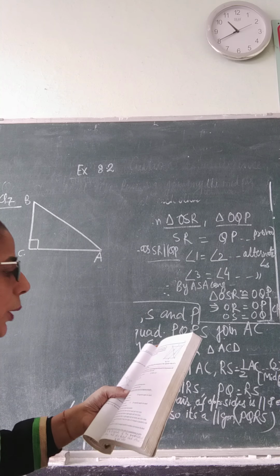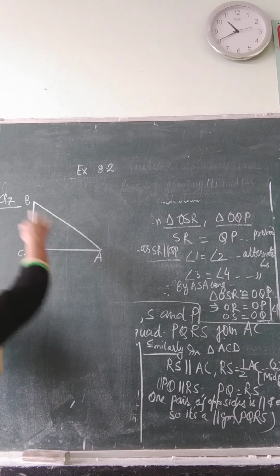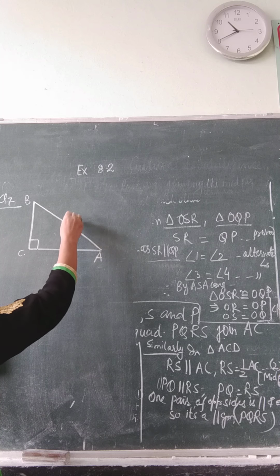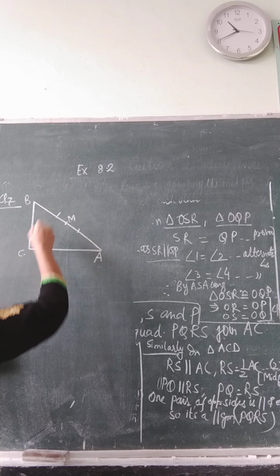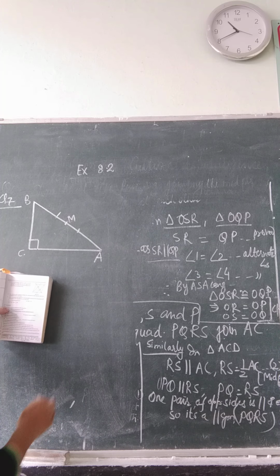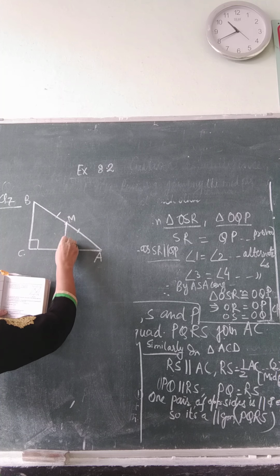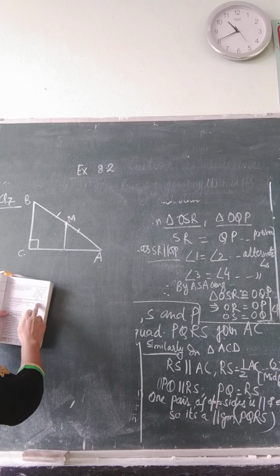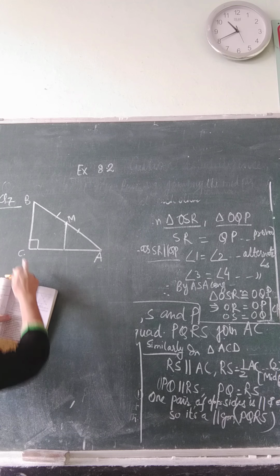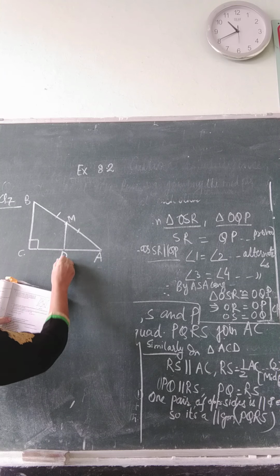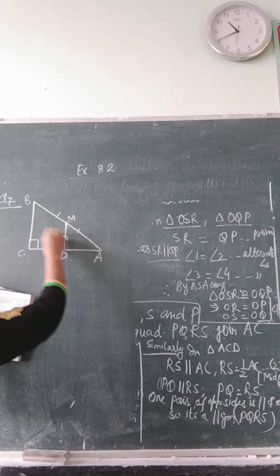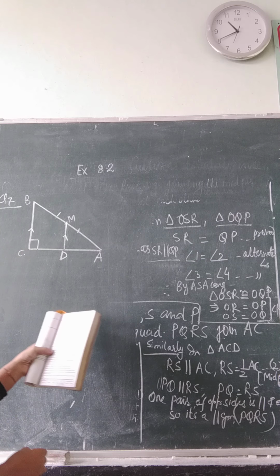A line through midpoint M of hypotenuse AB. This is the midpoint M. A line through M parallel to BC. Parallel to BC means this is the line. It meets AC at D. So it means this point is D. This is parallel. It means this is the symbol here.